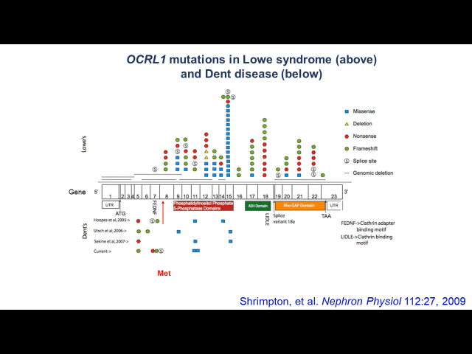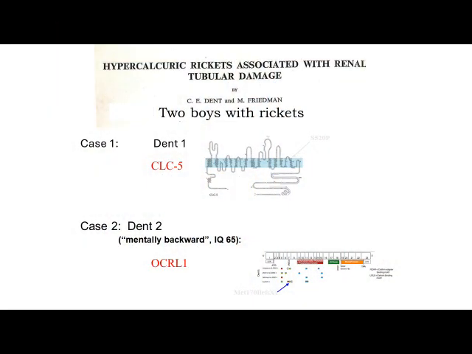There are also missense mutations in Dent2 patients in the phosphatase domain, but these missense mutations are functionally less severe than the missense mutations in patients with Lowe's. So we have at least a partial genotype-phenotype explanation for Dent2. And so, as we've seen, Charles Dent's 2 patients included his case 1 with a mutation in CLC5 and his case 2 that we were able to demonstrate had a mutation in OCRL1.